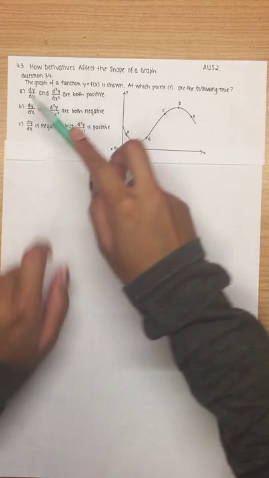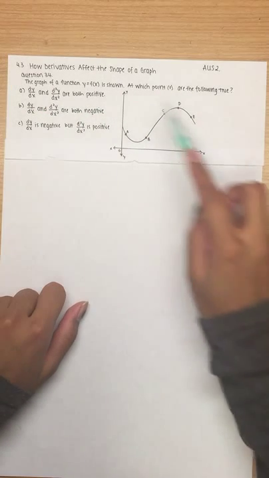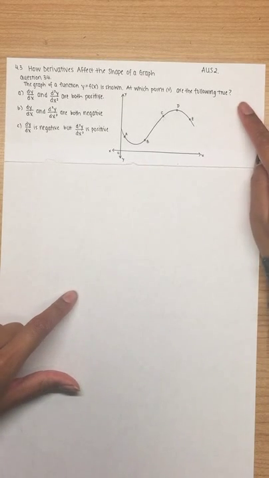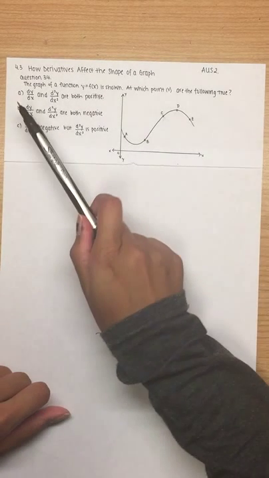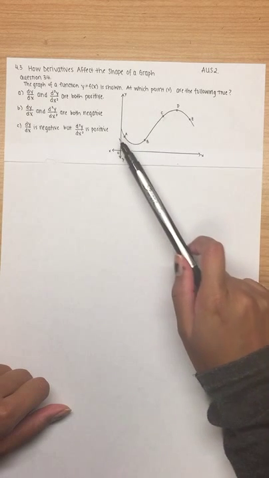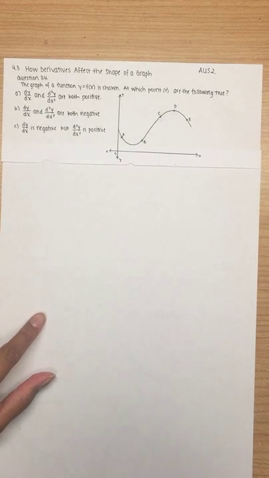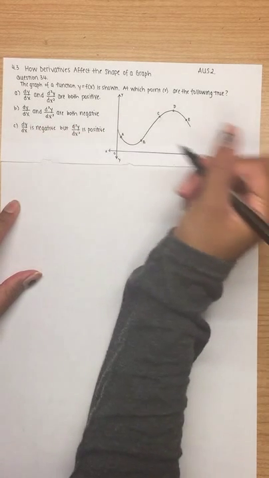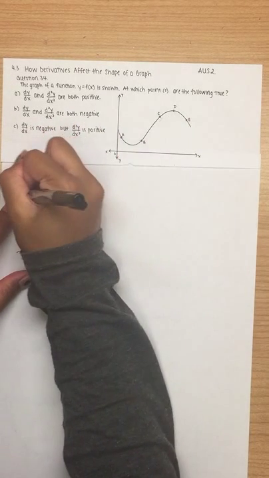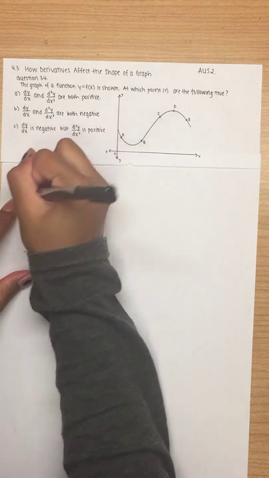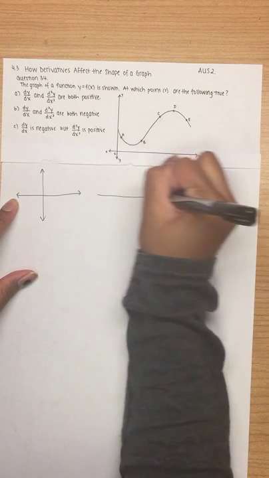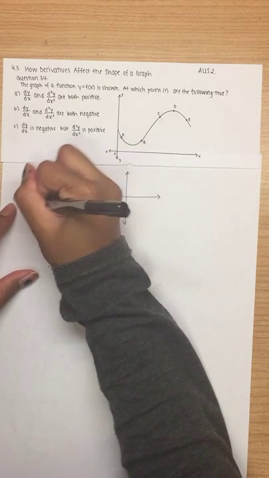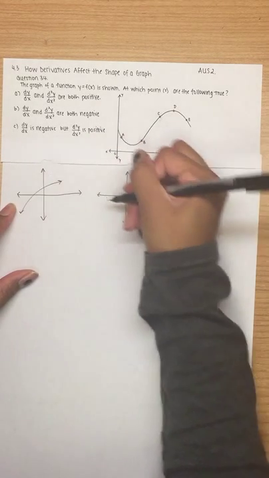So part A, dy by dx, the first derivative is positive and the second derivative is also positive. In order to answer this question, we first need to understand the relationship between the sign of the derivative and the shape of the graph. So what does it actually mean when the first derivative is positive? How does that relate to the shape of the graph? We're going to do some example graphs here to look at how the shape of the graph is impacted by the first derivative sign.